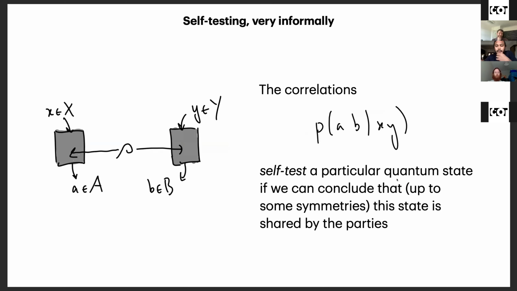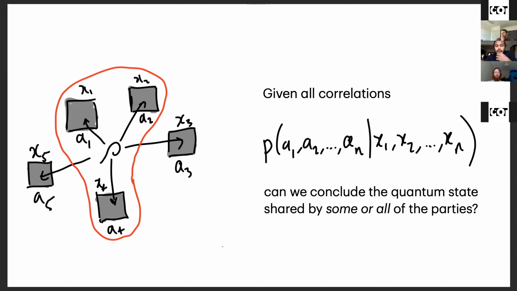So when we say correlations self-test a particular quantum state, what we're saying is these correlations allow us to conclude that up to some symmetries, this state is shared by the parties. So this state is inside this box. Given these correlations, if they can self-test a particular quantum state, this means we can conclude up to symmetries that this state is kind of lurking within these boxes. Okay, so that's kind of traditional self-testing. You want to make a statement about the quantum state shared by all of the parties, given access to the statistics from all of the parties.